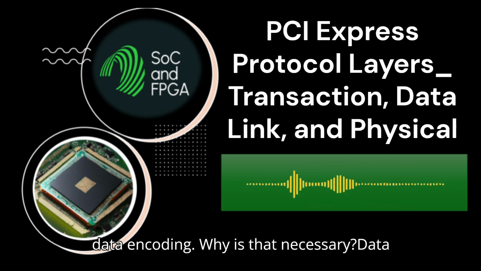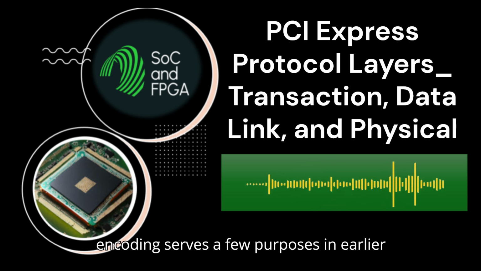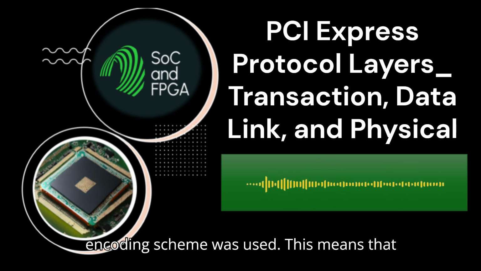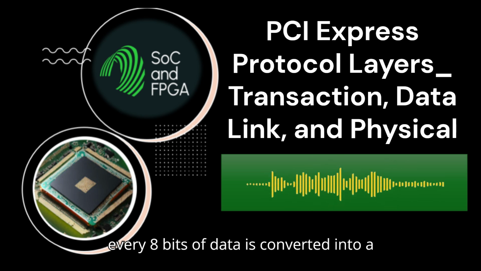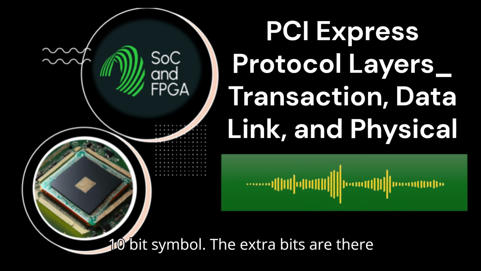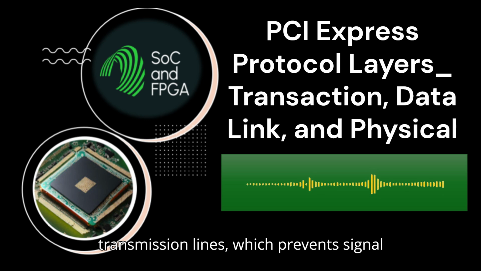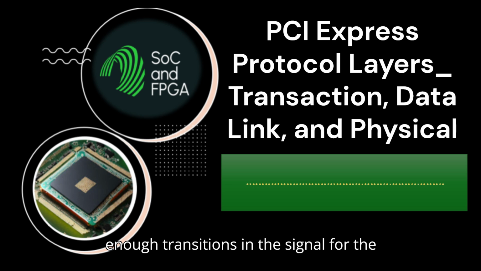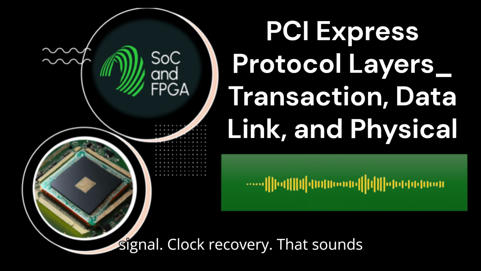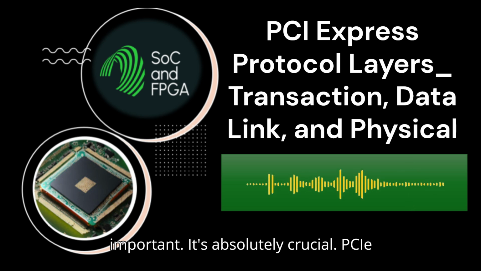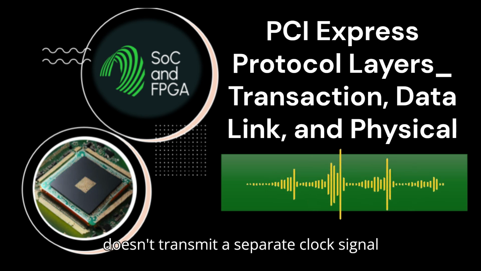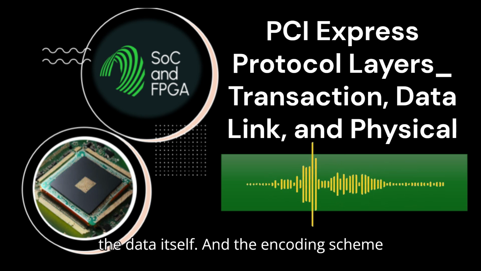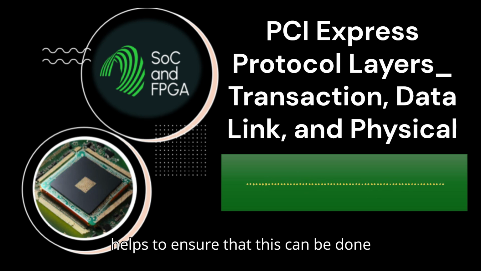Okay, so it's all about getting the data into the right format for transmission. And then there's data encoding. Why is that necessary? Data encoding serves a few purposes. In earlier PCIe generations, an 8b/10b encoding scheme was used. This means that every 8 bits of data is converted into a 10-bit symbol. The extra bits are there to help maintain DC balance on the transmission lines, which prevents signal distortion, and to ensure that there are enough transitions in the signal for the receiver to be able to recover the clock signal. Clock recovery, that sounds important. It's absolutely crucial. PCIe doesn't transmit a separate clock signal along with the data. The receiver has to be able to extract the clock signal from the data itself, and the encoding scheme helps to ensure that this can be done reliably.